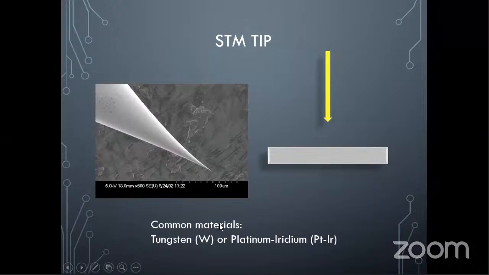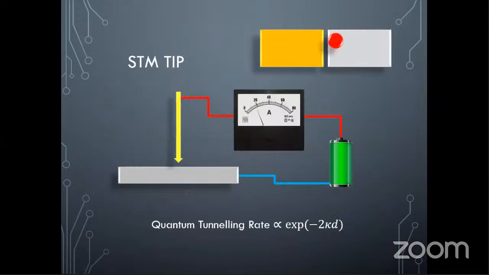Well, the common materials which people use to make this kind of tip, even you can use it, are tungsten or platinum iridium. And what happens is that if this tip is very close to the sample, then quantum tunneling happens, which is again proportional to exponential of minus 2 kappa d, where d is the distance between the tip and the sample. And then electrons tunnel between the tip and the sample, and you observe a small amount of current.